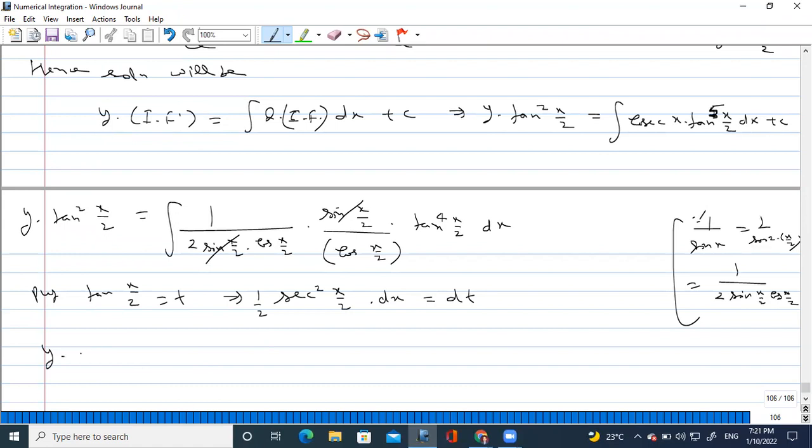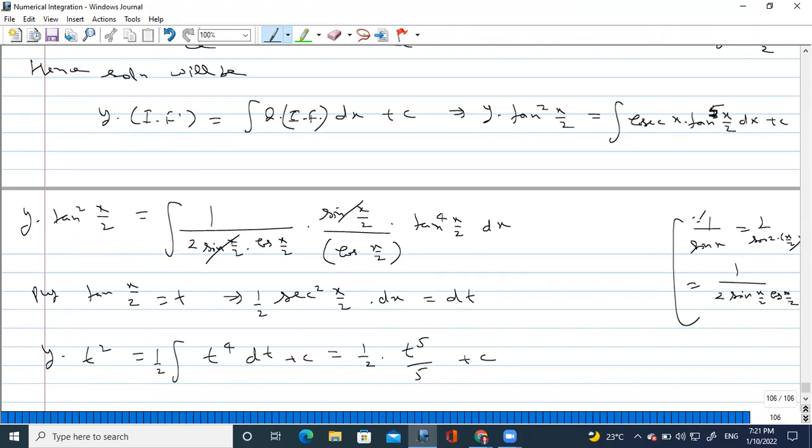So it will become y into t square is equal to integral, 1 by 2 will come out, and it will be just t to the power 4 dt. Okay, and that you can integrate easily. So it will become 1 by 2 into t to the power 5 by 5, and plus c is also there. So like this you can do.